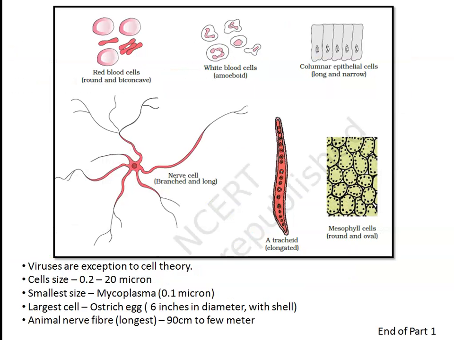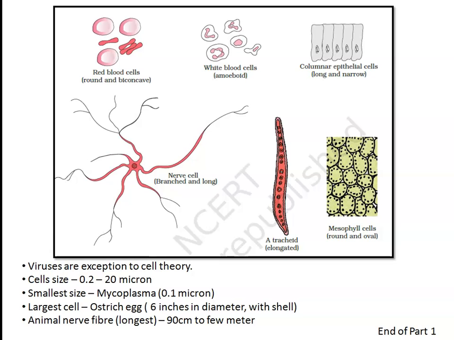These are some of the facts. There's nothing much to explain in it. It is said that there are varieties of cells. The cells have many sizes and shapes. One thing you need to remember is that viruses are an exception to cell theory. The cell size can vary from as low as 0.2 micron to 20 micron. Micron is also known as micrometer, and that is 10 to the power of minus 6.